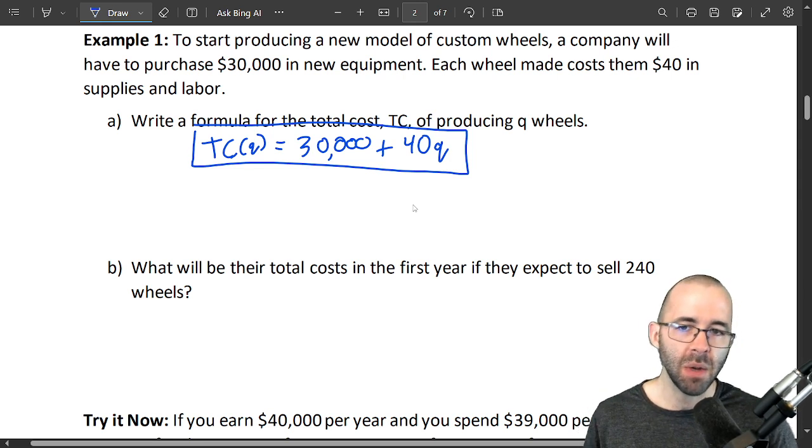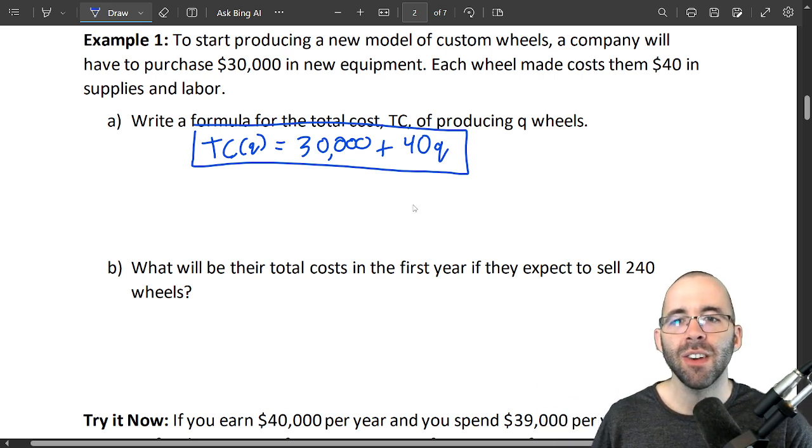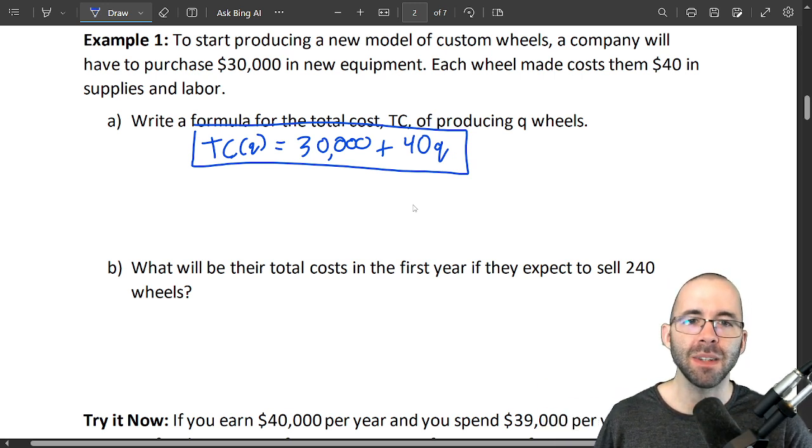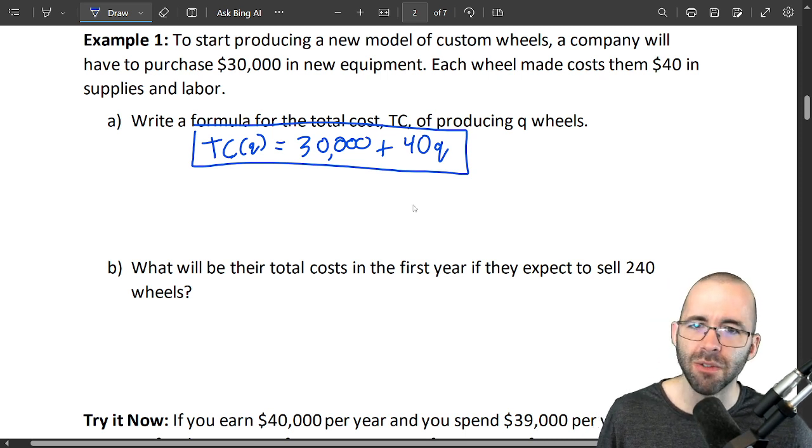What will their part B? What will their total cost be in the first year if they expect to sell 240 wheels? Well, we're also going to say there's an assumption here that we're going to expect to produce 240 wheels. Although realistically, this is where one of the breakdowns between math and actual business is. Sometimes mathematically we make assumptions like, oh yeah, if you're going to sell 240 wheels, you're going to make 240 wheels.